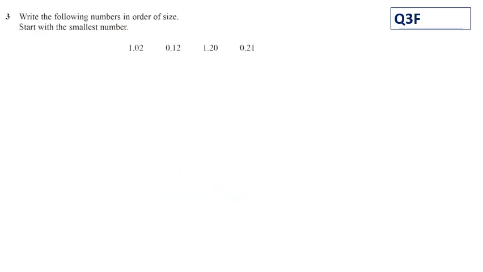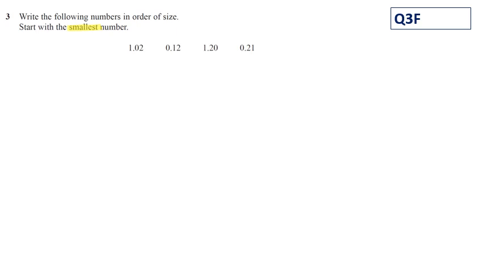Okay, so question number 3, write the following numbers in order of size. Start with the smallest number. So we're going to start with the smallest number and increase to the largest number. Now there's 2 methods of doing this question. The first is to compare the digits in each of the place value columns for each of the numbers, so we can order them from smallest to largest, or we can change the magnitude of all these numbers so that they're easier to compare.